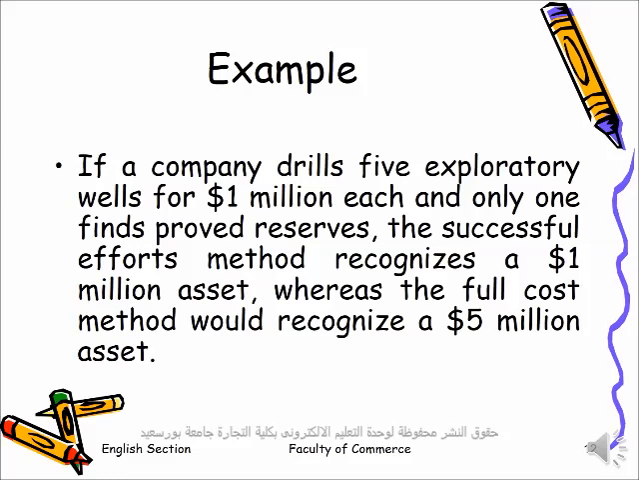Here is an example. If a petroleum company drills 5 exploratory wells for 1 million each, and only one finds proved reserves, the successful efforts method recognizes a $1 million asset. Whereas, on the other hand, the full cost method would recognize a $5 million asset. This example differentiates between the previous two methods, successful efforts method and full cost method. Under the successful efforts method, we will recognize a $1 million asset, whereas under the full cost method, we will recognize a $5 million asset.